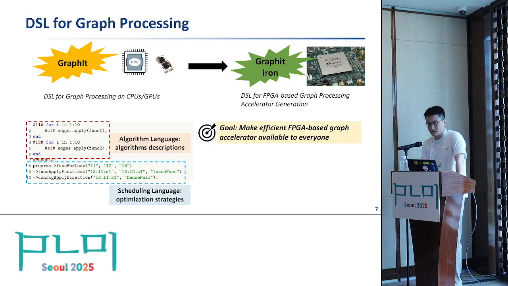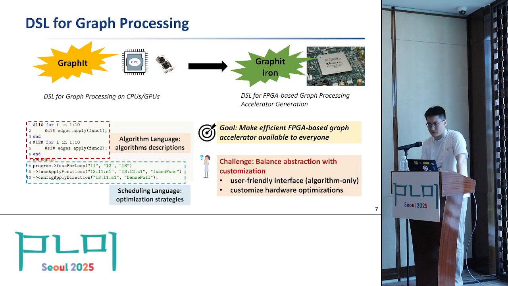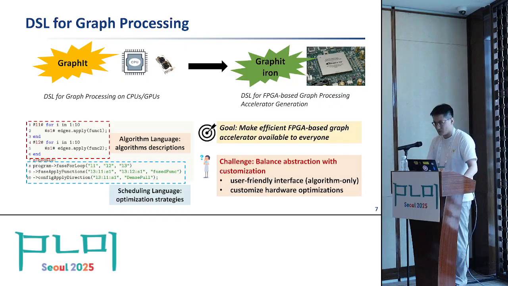However, the challenge in designing such a DSL lies in balancing abstraction with customization. On one side, different from GraphIt, which exposes the optimizations to the users, our DSL should allow users to describe algorithms without dealing with any low-level FPGA details, especially considering that users may not be familiar with FPGAs at all. On the other hand, removing those manual optimizations requires the compiler to infer and apply hardware optimizations automatically to the generated accelerator, which is challenging given the diverse computation and memory access patterns in graph algorithms.